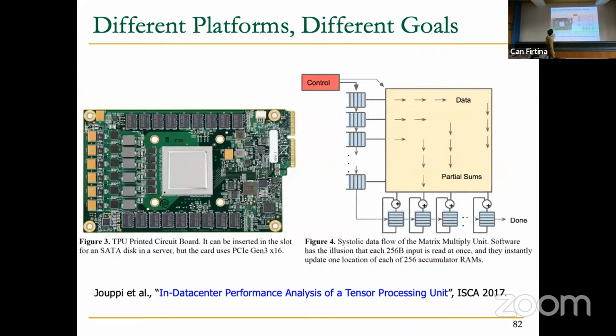Another example platform, that's the tensor processing unit. Have you heard about the Google TPUs? These are used for training and inference of deep neural networks. They were presented in ISCA 2017, and they have somehow revolutionized as well the way we train and the way we do inference in neural networks.